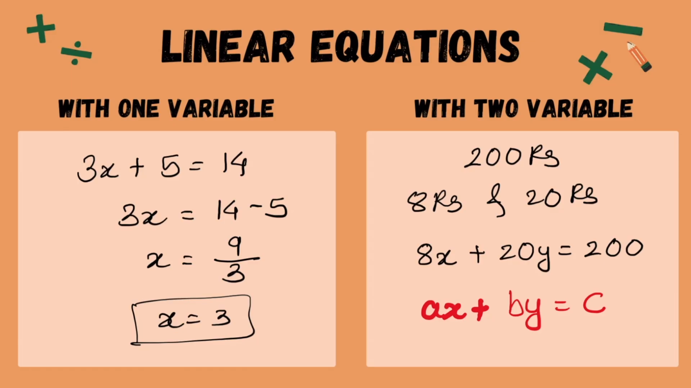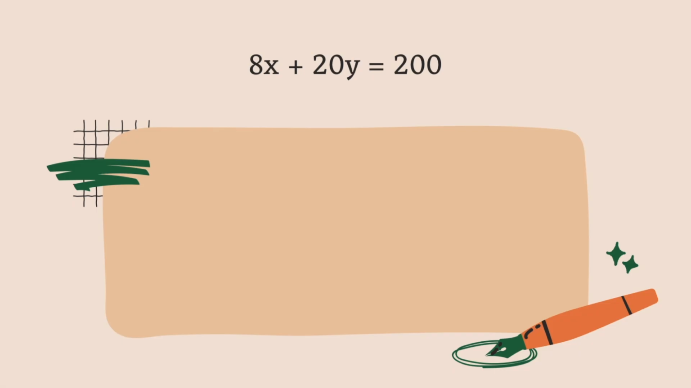Now, here's where it gets interesting. With one variable, you get one answer. With two variables, you get not one, not two, but many solutions. Wait, what? Let's go back to our pencil and pen equation. 8x plus 20y equals 200. Let's consider some values for pencil and pen. x is pencil and y is pen.